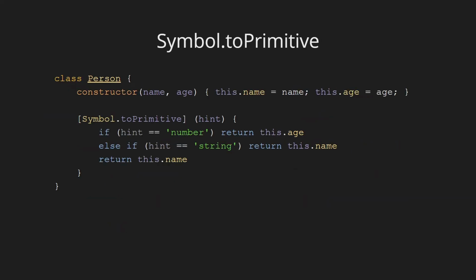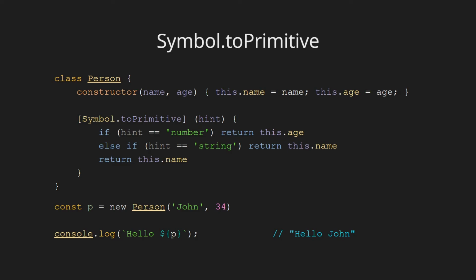I've once again created a person class and set a function as the value of Symbol.toPrimitive. The function is simple. When hint is number, I'll return the person's age. When hint is string, or anything else, I'll return the person's name. When I'm using the person object in context of strings, the toPrimitive function is called with hint as string. Thus, hello John will be logged. When I try to use math operators with the person object, hint will be number, thus use the person's age.